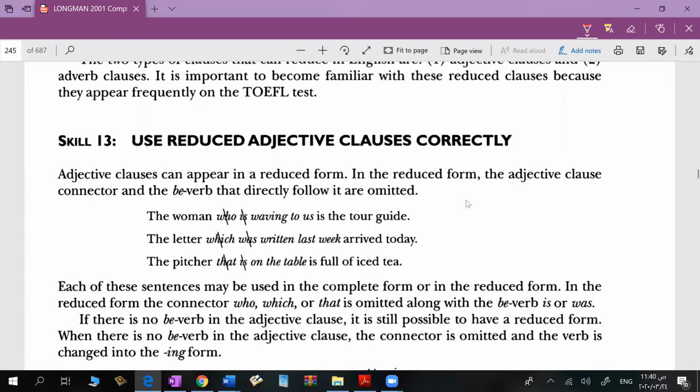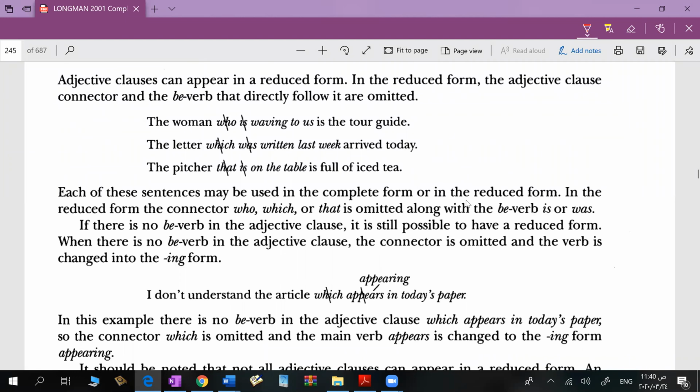Any problems so far? I don't have any problem. No. Look at this sentence.